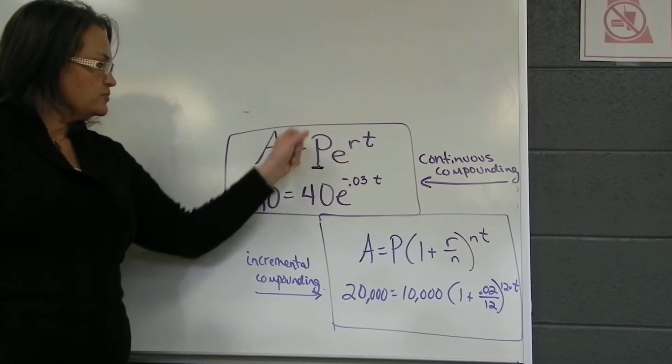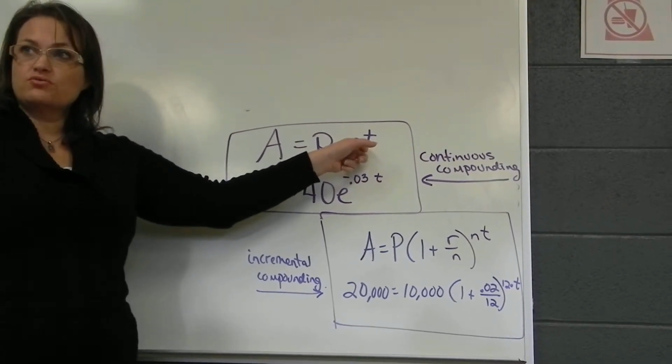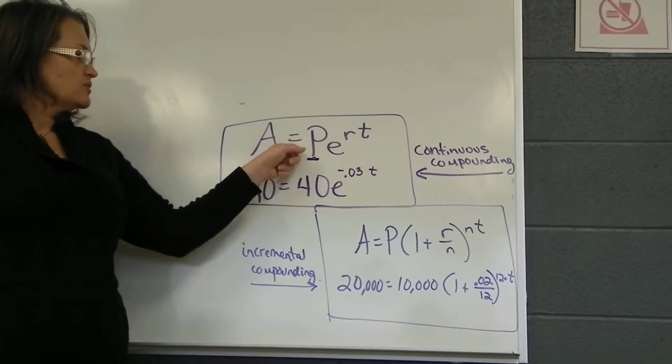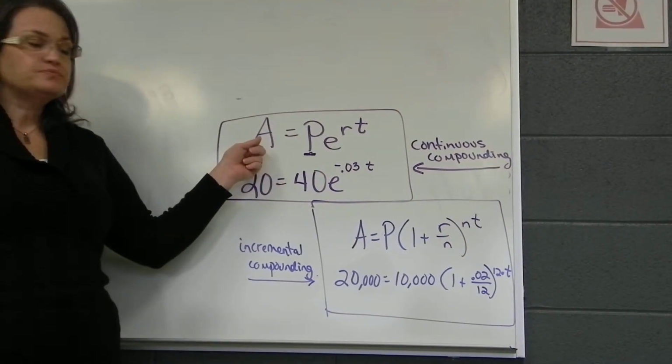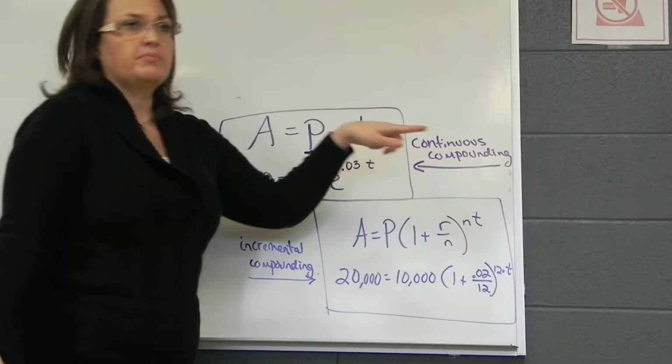The starting value, P, times E raised to the rate of interest or the rate of whatever you're doing, times time, how long you leave it in there, will show how much something grows to. So there's the PERT formula whenever it's continuous compounding.